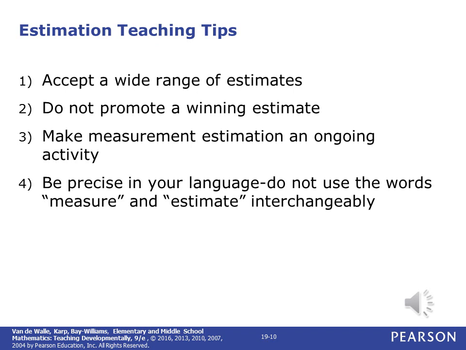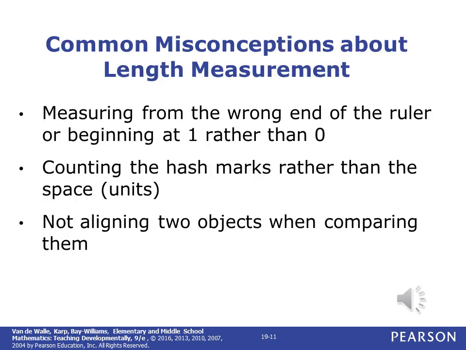You don't want to promote a winning estimate, because that can discourage students, and it really does put the emphasis on precision rather than just having a range. You want to make measurement estimation an ongoing activity so that you can promote long-term memory of it. And even though we don't want to accept precise estimates, we do want to be precise in our language. Do not use the word measure and estimate interchangeably. Measure means you want a precise value. Estimate means that you're going to accept a range of values.